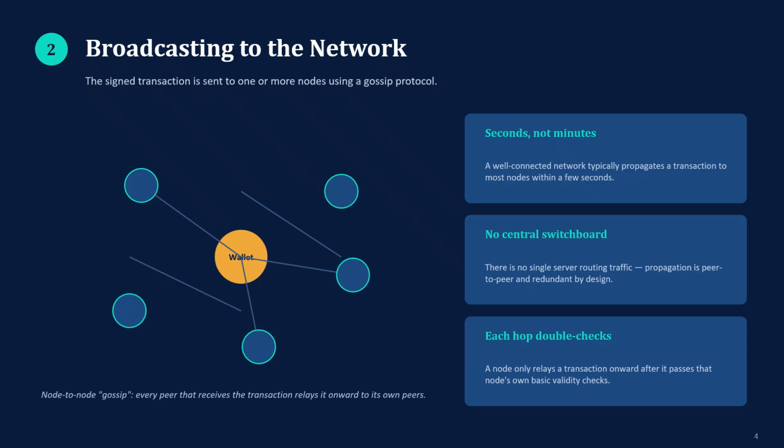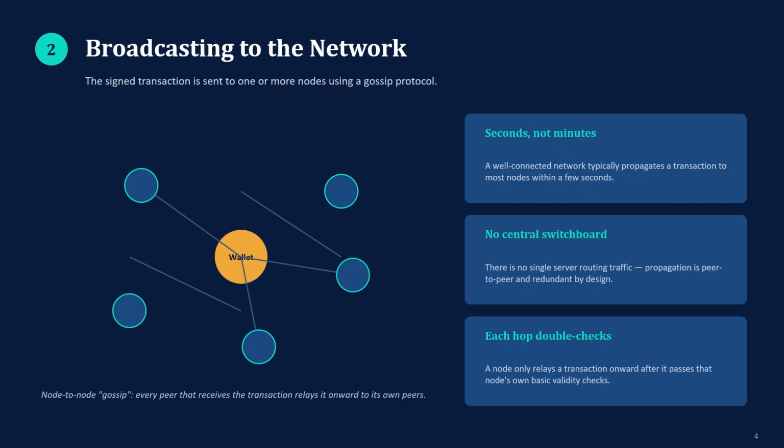Now we are going to see about broadcasting to the network. See the picture. Now the wallet sends this signed transaction to one or more nodes it's connected to. From there, it spreads by gossip. Each node that receives it passes it on to its own peers, who pass it to theirs, and so on.